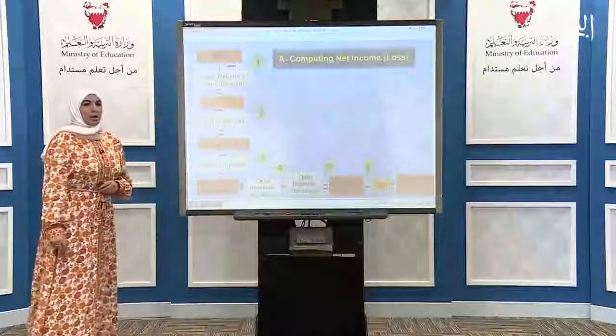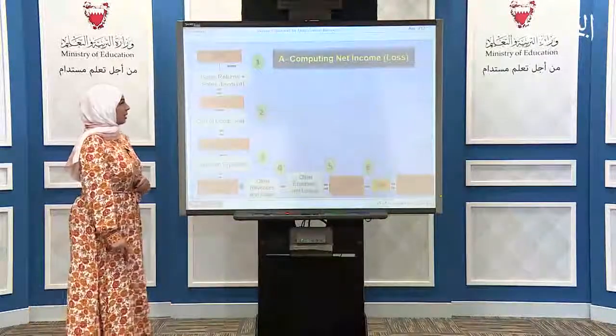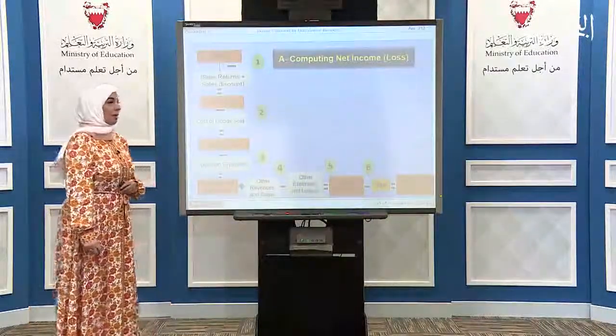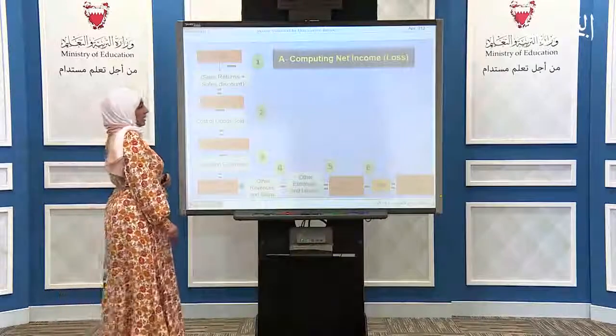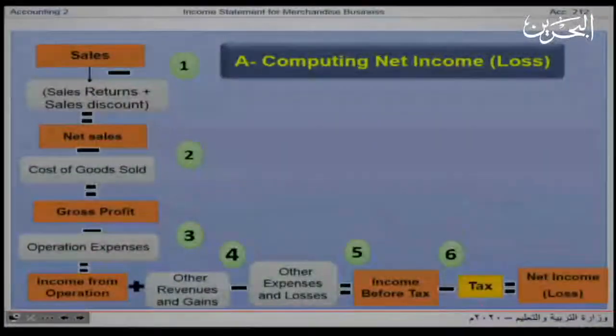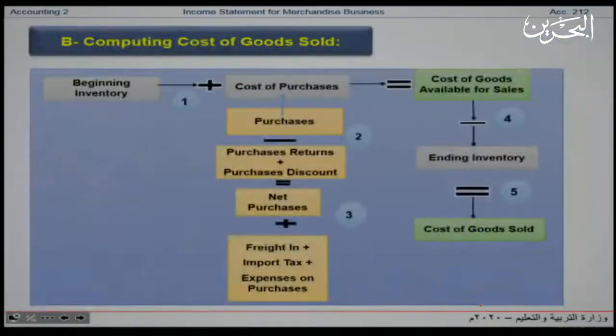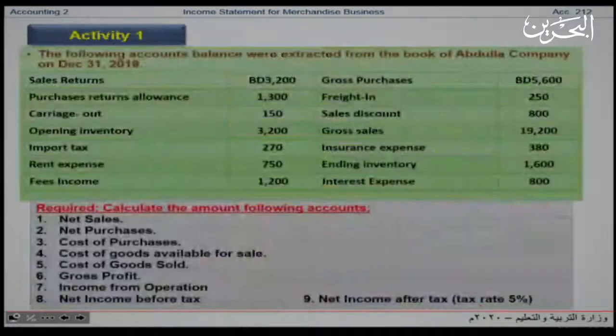Let us take a look at the computing of the net income or loss. When we want to compute the net income, we should cover all these steps, and we will explain it in our examples later. Secondly, the computing of cost of goods sold. When we want to compute the cost of goods sold, we should also cover all these stages, and we will take it in more detail in the next example.